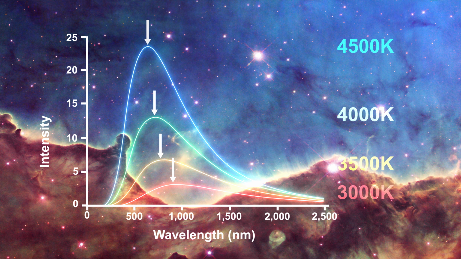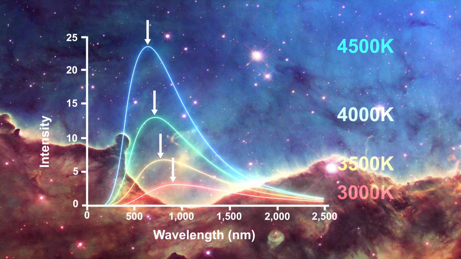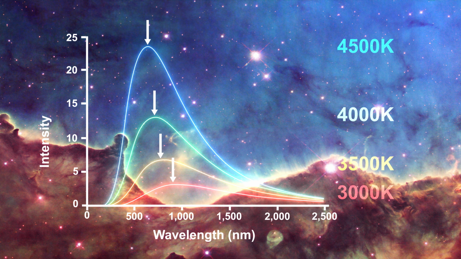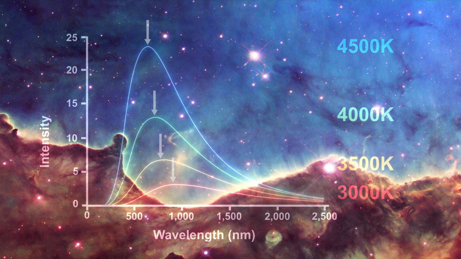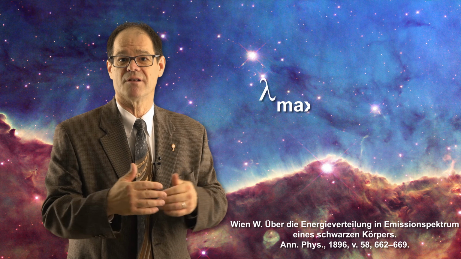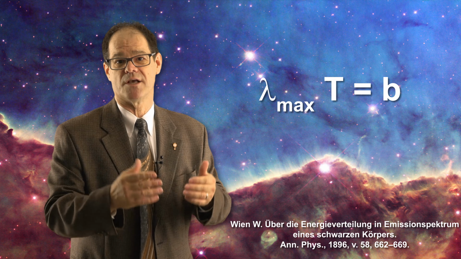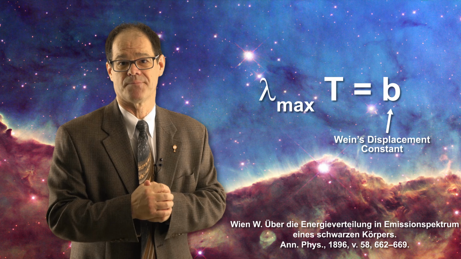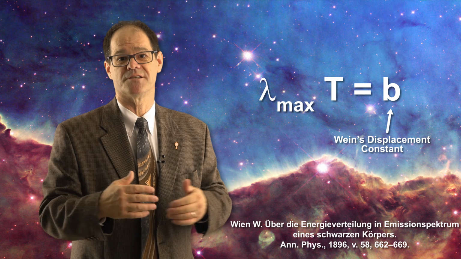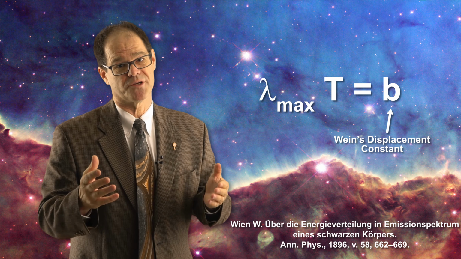This observation was formulated into a law by William Wien in 1896, which is known as Wien's Displacement Law. It states that the product of the maximum wavelength for the emission times the temperature always equals a constant, b, known as Wien's displacement constant. The equation can also be expressed in terms of frequency with appropriate changes in Wien's constant.